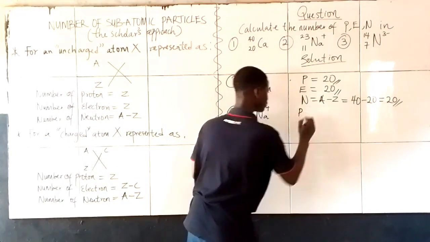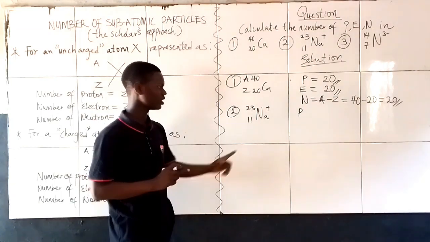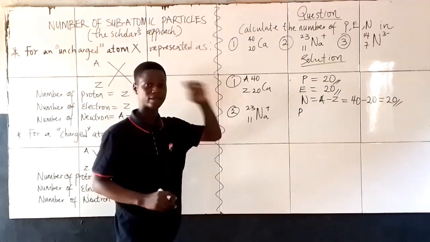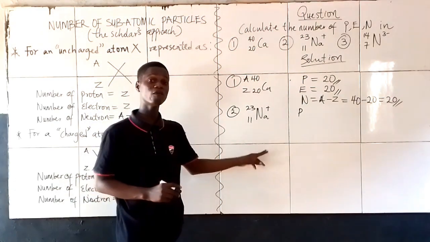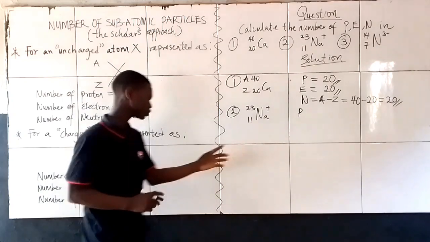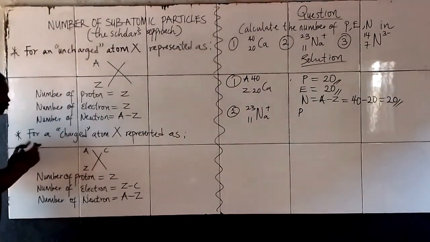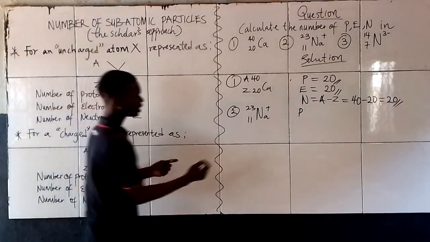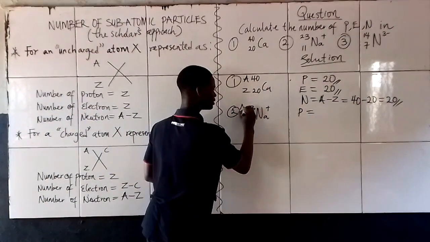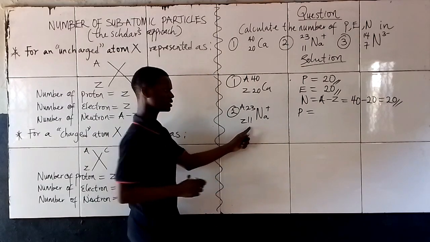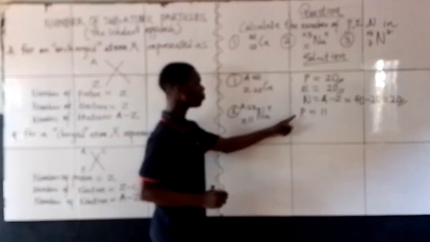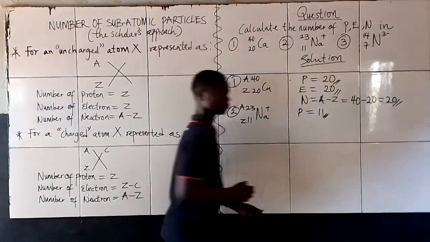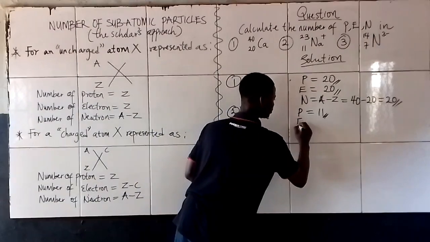So let's write P. Now, first thing first, ask yourself, is this guy carrying a charge? The answer is yes, plus 1. That's what is here. Now, because it's carrying a charge, we have to be careful of the formula we use here. Now, we go straight to the guys that involve charged atom. For a charged atom, the number of proton is Z. That is the guy here. We'll come here and check. What is our Z? Here is A and here is Z. So what is our Z? 11. So therefore, the number of proton in a charged sodium atom is 11.